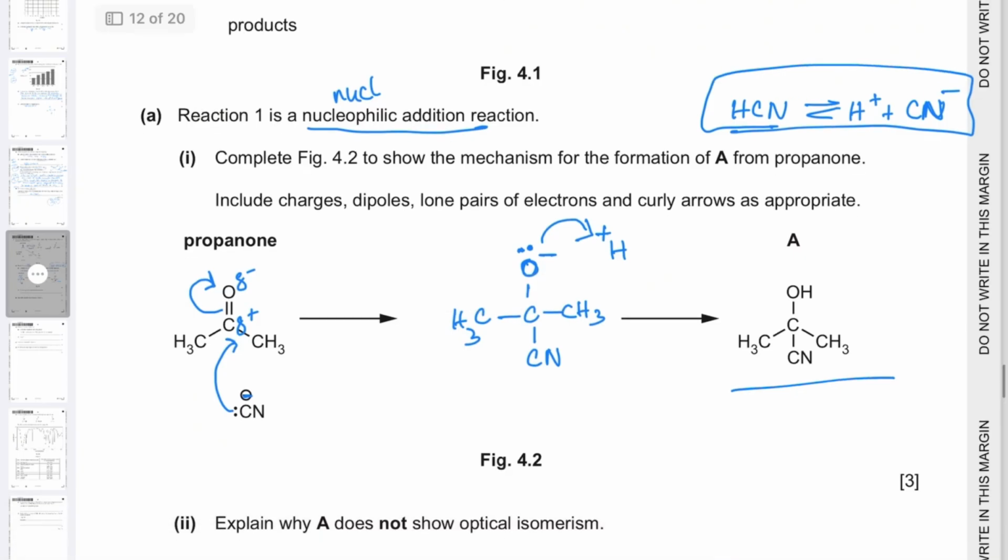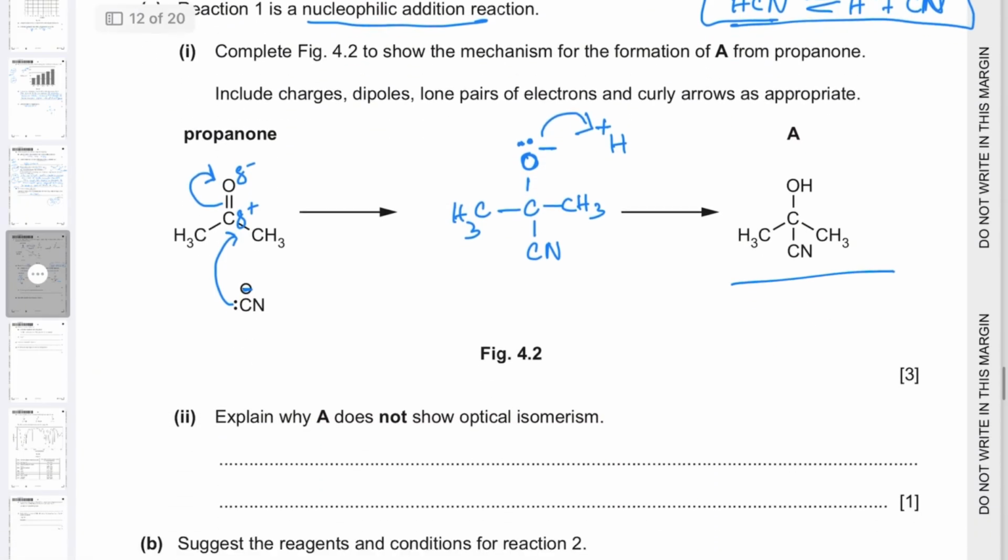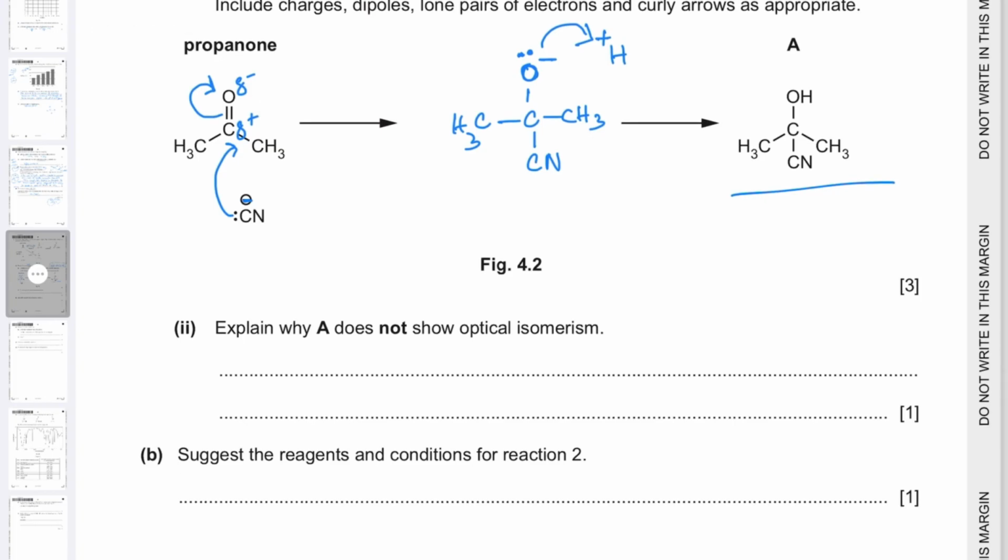Part 2. Explain why A does not show optical isomerism. Again, optical isomerism can only occur when a carbon atom is single bonded to 4 different atoms or groups of atoms. You have the same 2 groups of atoms on this carbon atom, so it's not going to show optical isomerism.